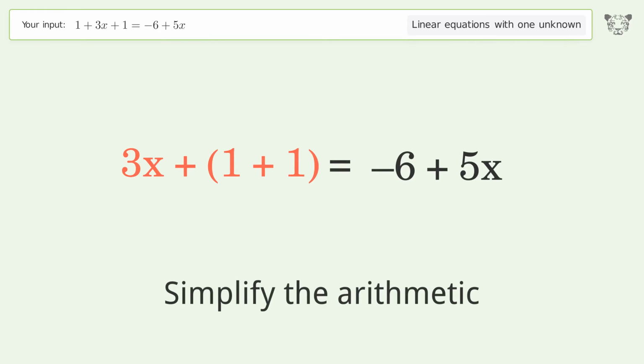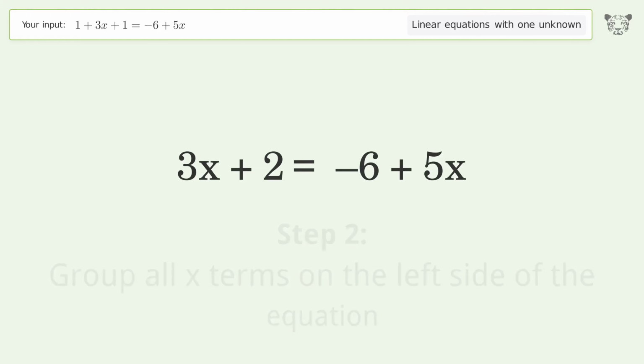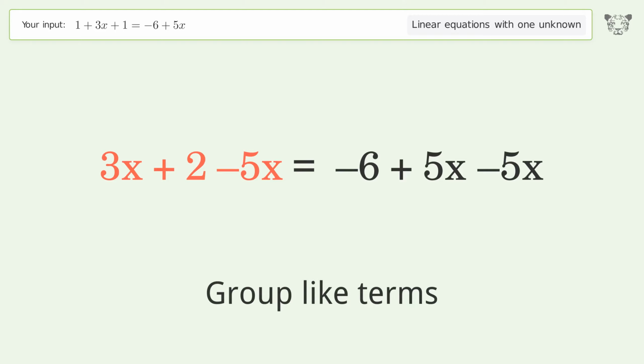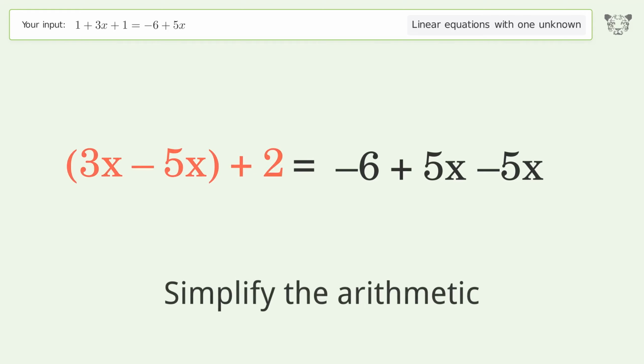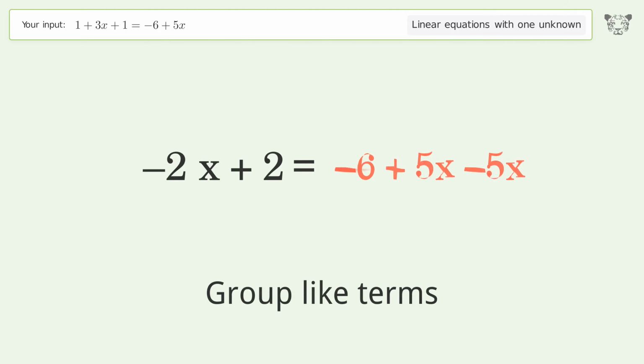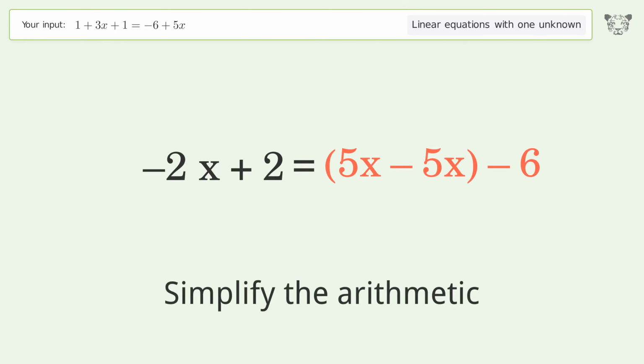Simplify the arithmetic. Group all x terms on the left side of the equation. Subtract 5x from both sides. Group like terms. Simplify the arithmetic. Group like terms. Simplify the arithmetic.